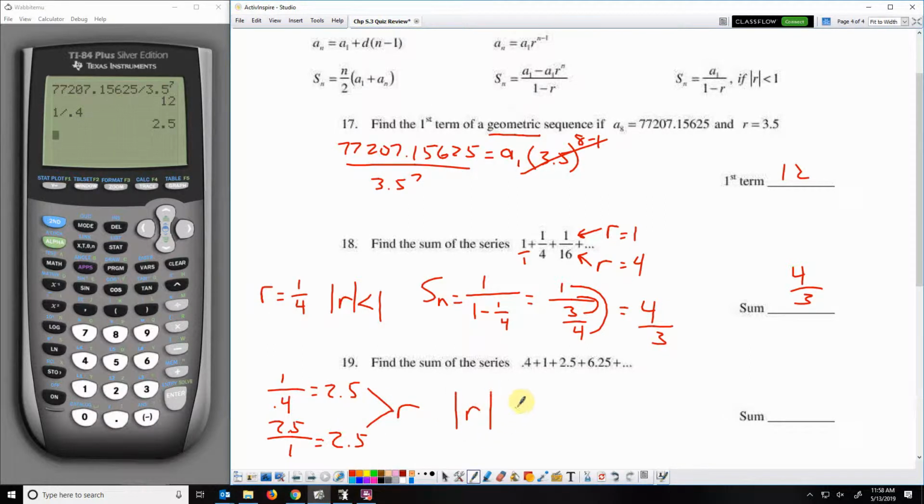The absolute value of r is not less than 1, which means I can't use that formula because the sum is infinite. There is no limit to the sum.